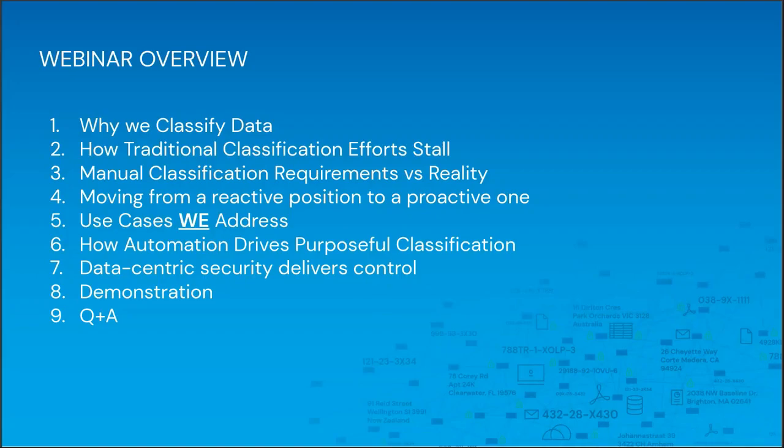What we're going to talk about today is why we've been classifying data. Why is data classification still a thing? Why did it become a thing? How traditional classification efforts maybe aren't the best suited ways to be doing things moving forward with the way technology has advanced and threats have advanced. Manual classification, the requirements around what needs to be classified versus the reality of how this actually takes place. How using a solution like what we're going to show here with Spirion and Seclore can move your privacy and security strategy from a reactive position to a proactive position. Use cases that you can address with this joint solution. How the automation can drive purposeful classification. The data-centric security that Seclore delivers. Then we have a live demo, and we'll wrap it up with some Q&A.